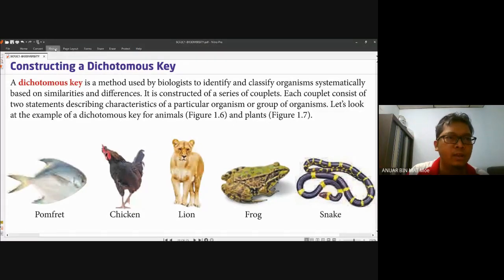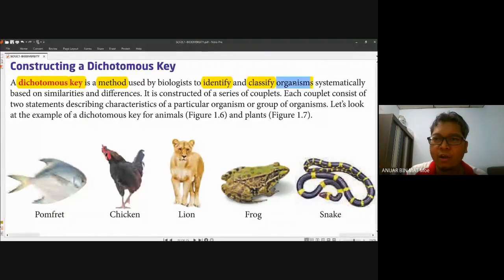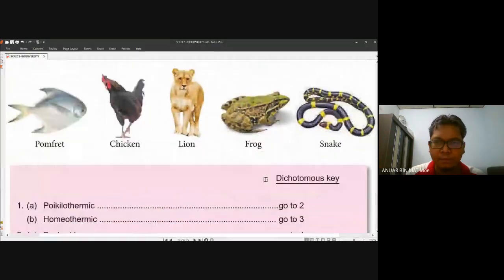Okay, actually, what is the dichotomous key? The dichotomous key here is a method. You just remember, it's the method to identify and classify organisms systematically, based on our observation. We observe an animal, maybe we observe many types of animals, and then based on their characteristics, we want to classify the organism. We want to put that organism into what category? This is what we call a dichotomous key. Okay, let's look at the example.